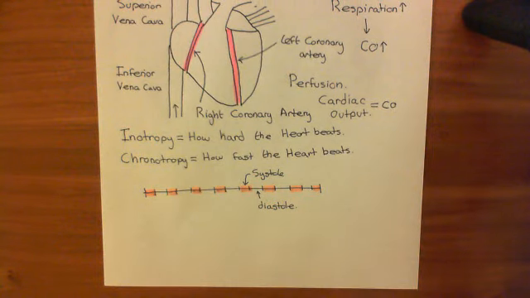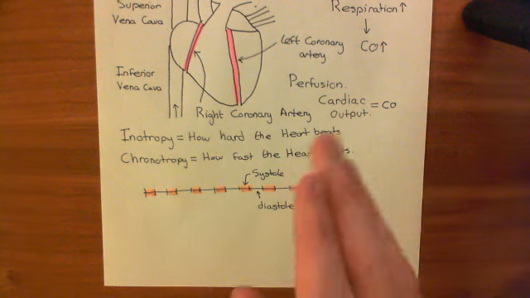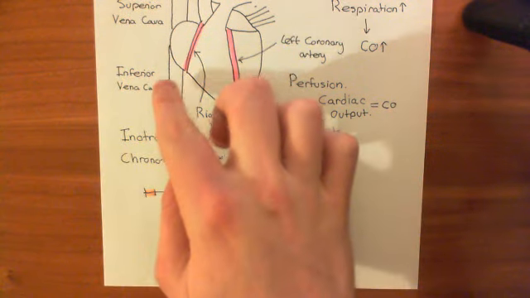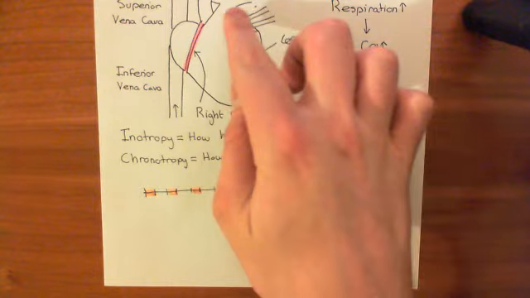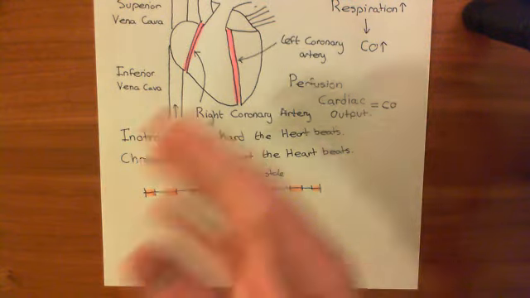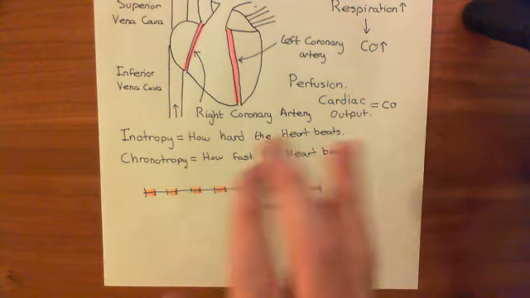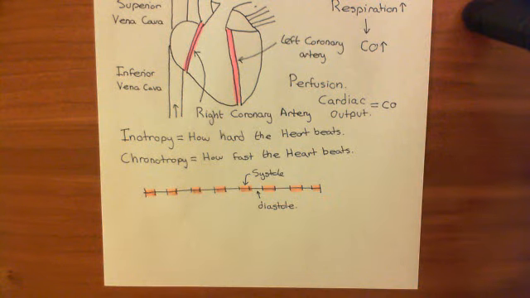If more blood has to be delivered to the peripheral tissues, then more blood is going to have to move from the venous side to the arterial side through the heart, basically. So cardiac output, which is the amount of blood moving through the heart in a minute, is going to have to go up.